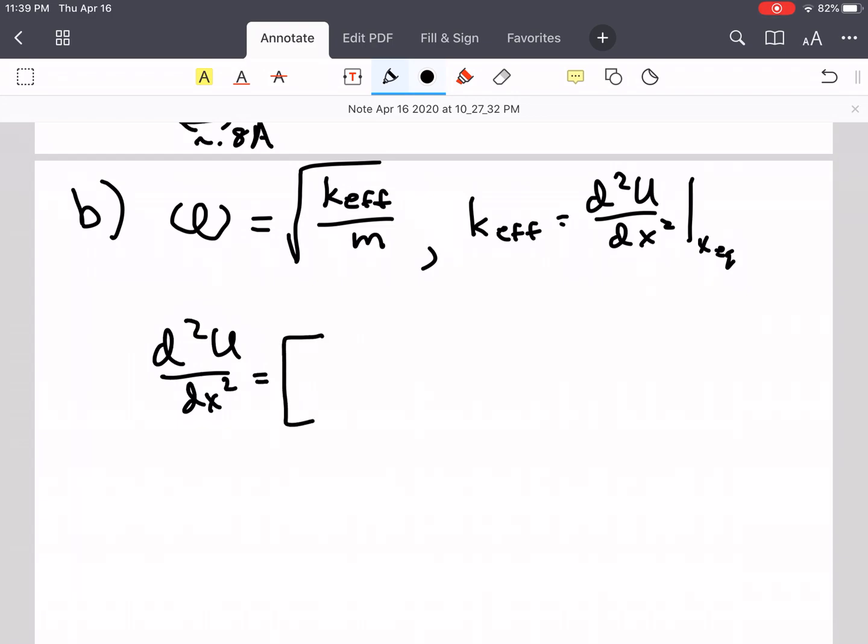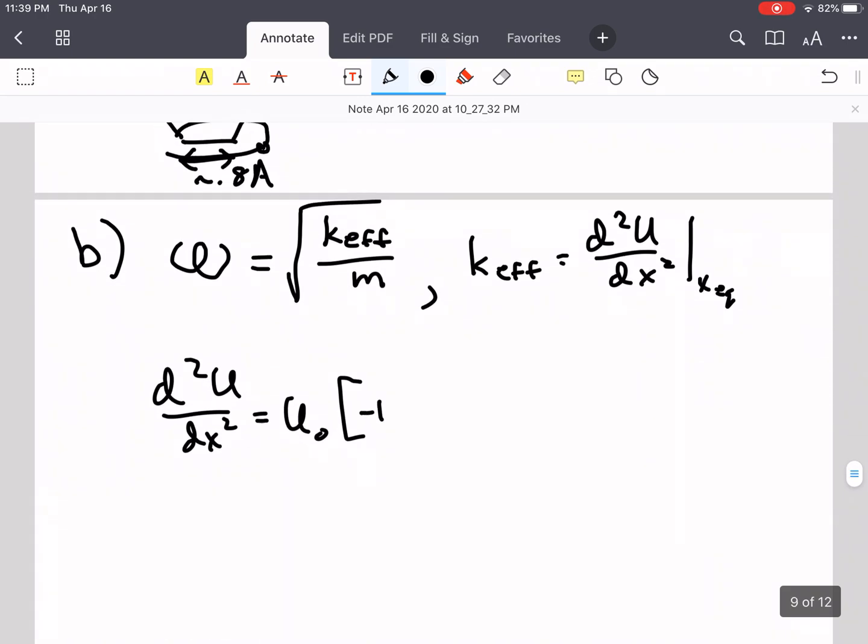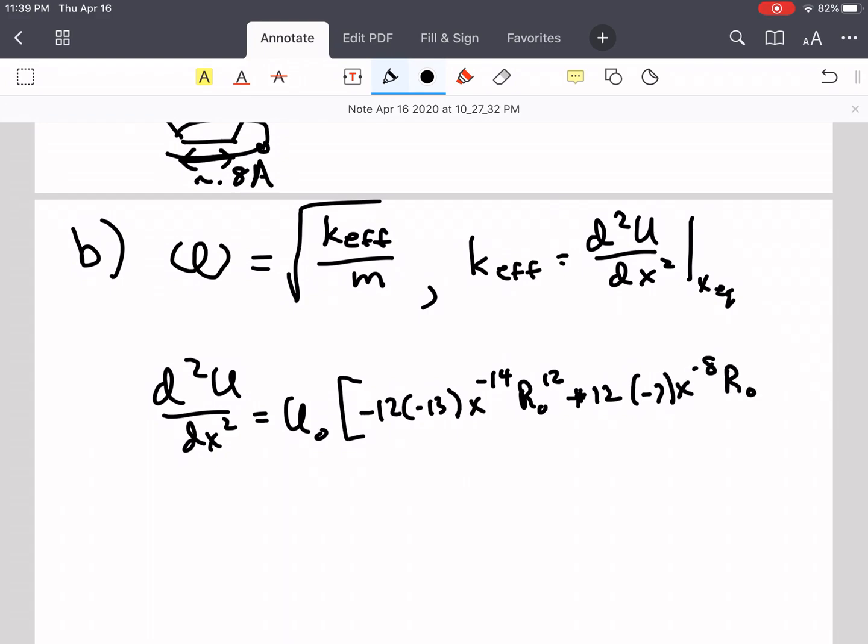The second derivative of u is, well, let's go ahead and go through this. I had an overall factor of u0. Still factorizes, no problem. Now, I have minus 12x to the minus 13th. So that's minus 12 times minus 13th times x to the minus 14th, r0 to the 12th, plus 12 times x to the minus 7th, so that becomes minus 7, x to the minus 8, r0 to the 6th. This is not particularly pretty, but all we have to do is calculate this at this equilibrium position.